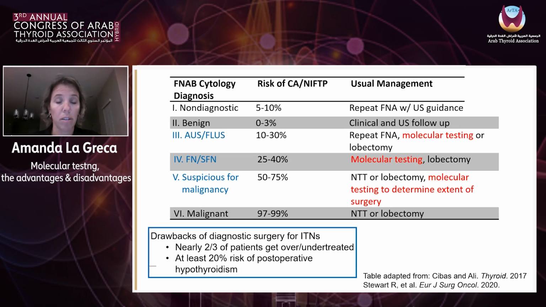So what are the drawbacks of diagnostic surgery for indeterminate thyroid nodules? ITN throughout this talk is going to stand for indeterminate thyroid nodules. Nearly 2/3 of patients get over- or undertreated, and there is at least a 20% risk of post-operative hypothyroidism, and that's how these thyroid molecular markers were developed.